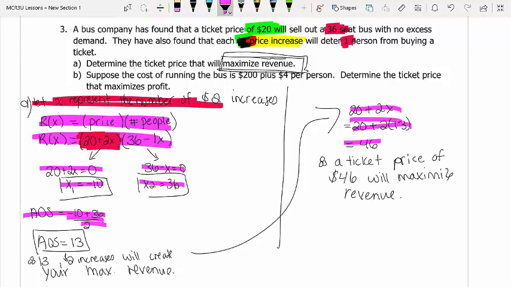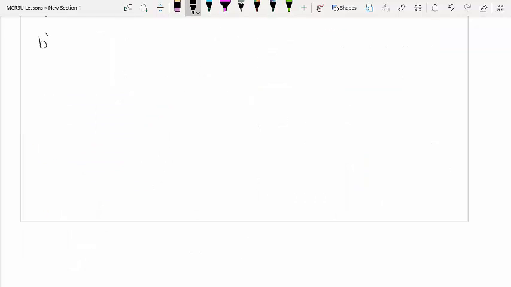All right, part B. Suppose that the cost of running a bus is $200 plus $4 per person. Determine the ticket price that maximizes profit. So we're going to do the exact same thing again, except now we need to incorporate this piece of information into the cost. And we're dealing with profit, not revenue. So let's do the same steps. First, let's find an equation that encompasses the information in part B.